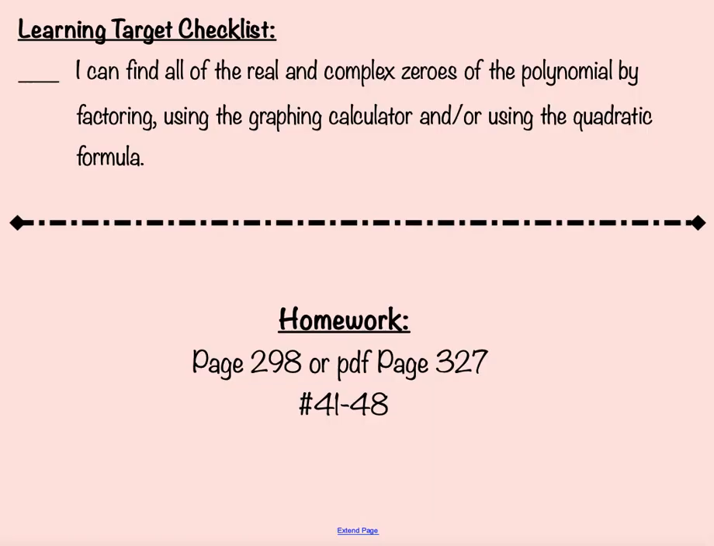So our learning target: I can find all the real and complex zeros of the polynomial by factoring, using the graphing calculator, and or using the quadratic formula.